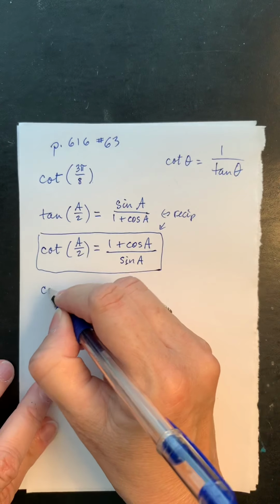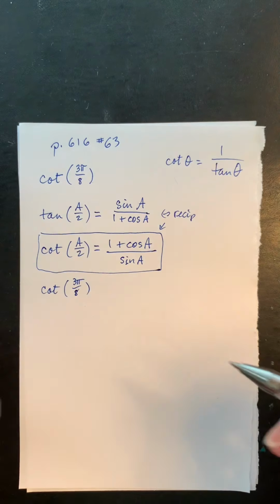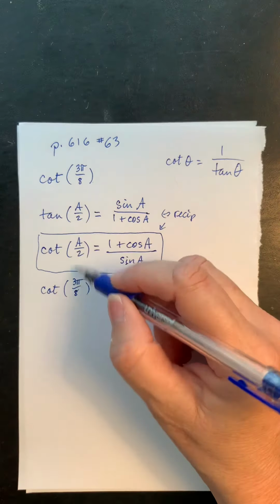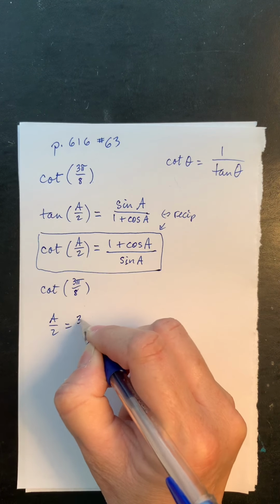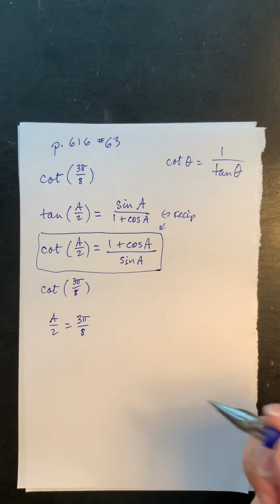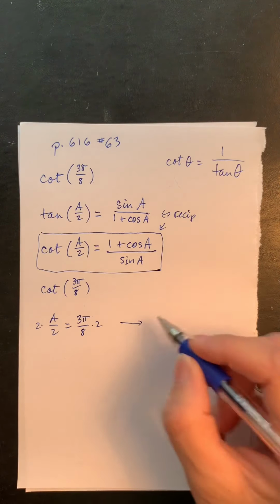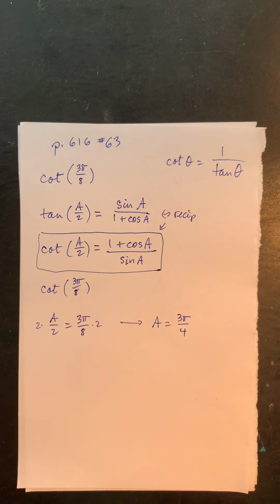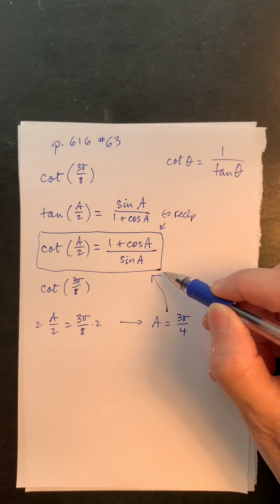Okay, so I'm trying to find the cotangent of 3 pi over 8. So we're going to first say A over 2 equals 3 pi over 8 to figure out what A is. So multiply both sides by 2. That tells you that A is equal to 3 pi over 4. Okay, so that's what I'm going to use for A in the formula.